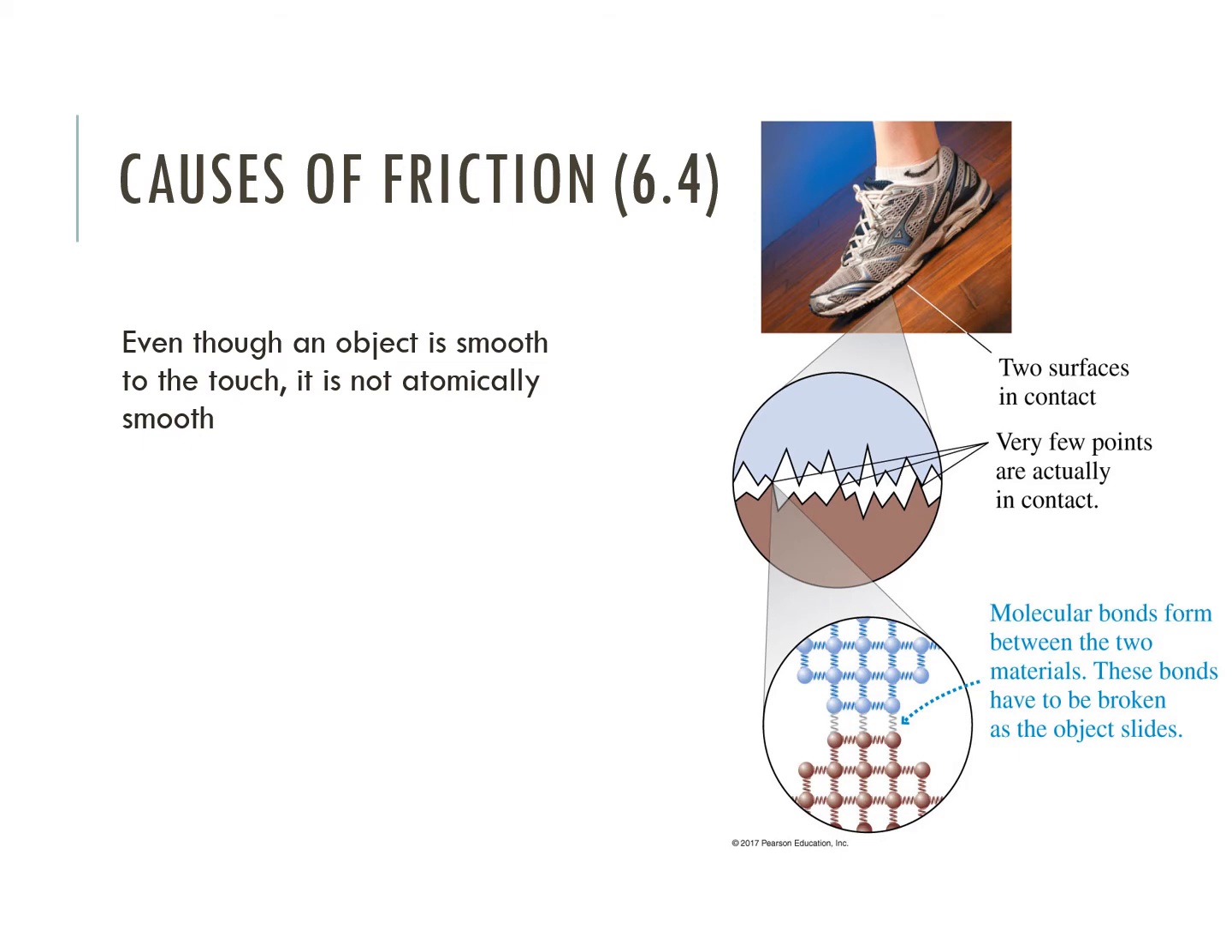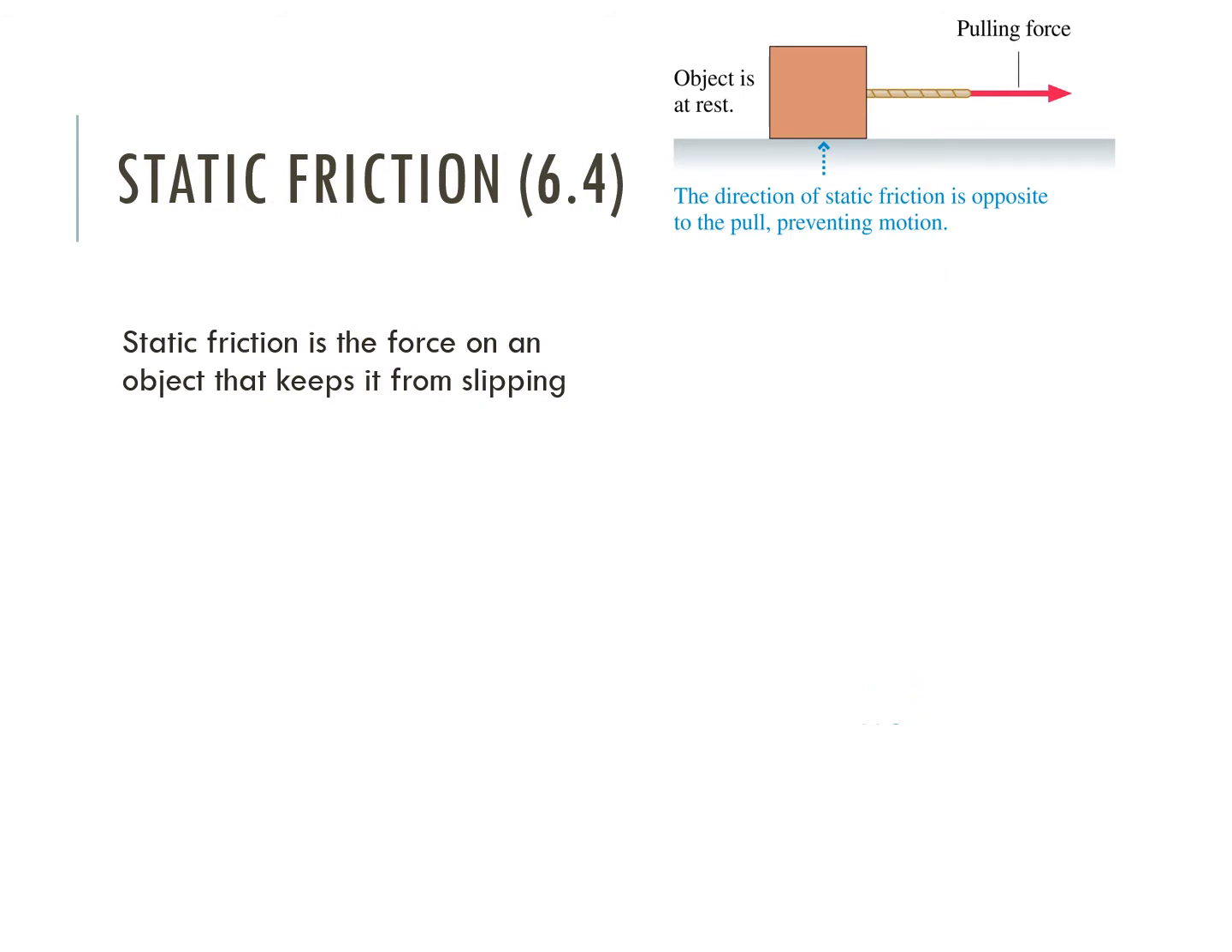So let's talk about static friction. Static friction is the force on an object that keeps it from slipping. So when we talked about static friction, we said that the object was at rest relative to the surface. And this can happen for any amount of time. It can happen for a short period of time. So for example, when you're walking or running, your foot that's down is at rest for however long your stride happens to be. So you would have static friction there.